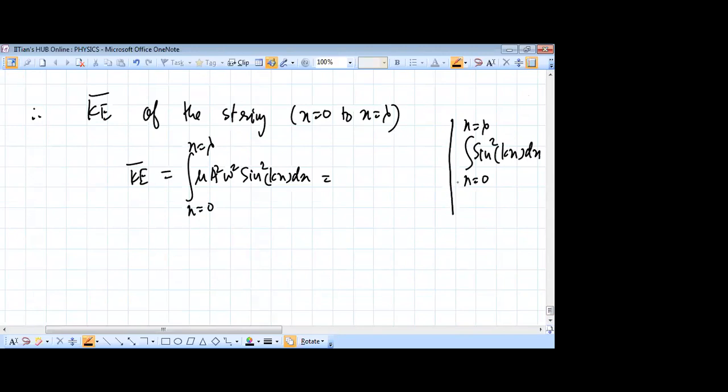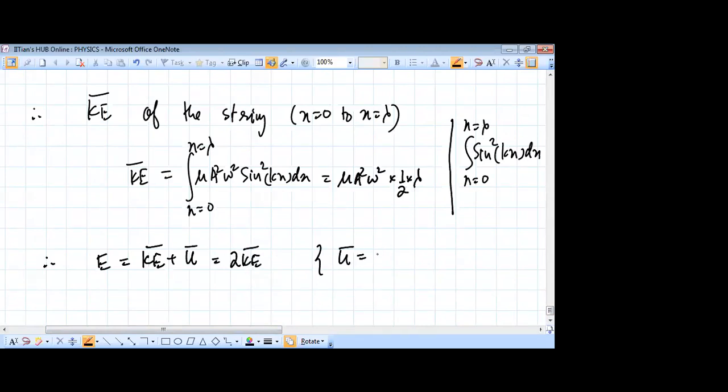from this understanding, it will become mu a square omega square into integration of this part. So that's the average value of sine square function, half, over the limits over which we are doing, 0 to lambda. Okay. So therefore the total energy will become average kinetic energy plus average potential energy, which we will just take as 2 times average kinetic energy, because the average potential energy should be equal to the average kinetic energy.